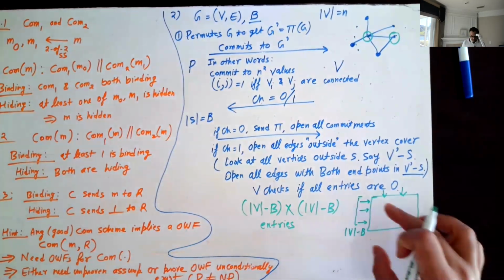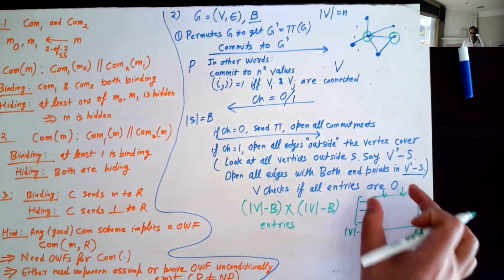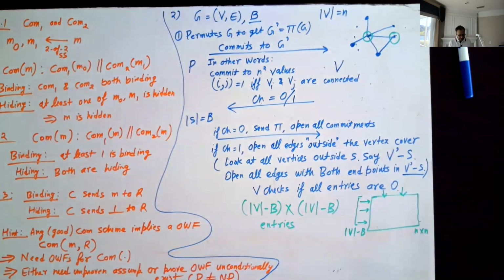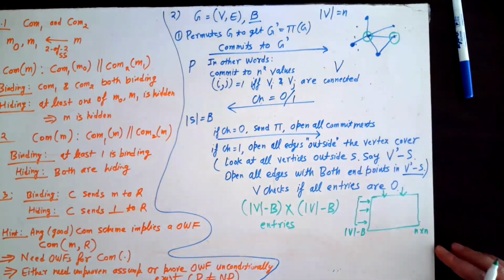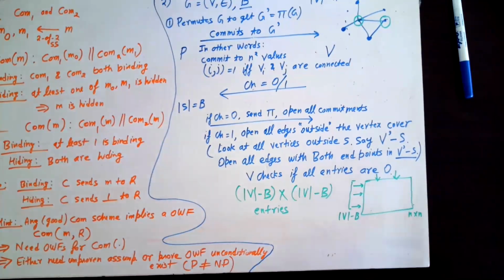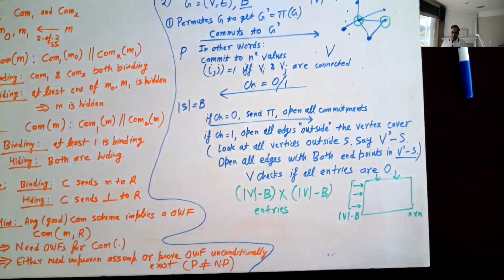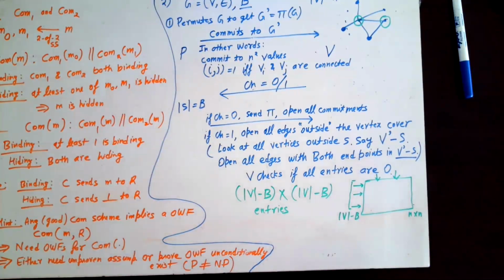So you need to select V minus B rows, V minus B columns. That would select these many entries, and the prover is supposed to open all those commitments. But a dishonest prover might reveal less. Well, the verifier can count how many commitments are opened. Sorry, more.